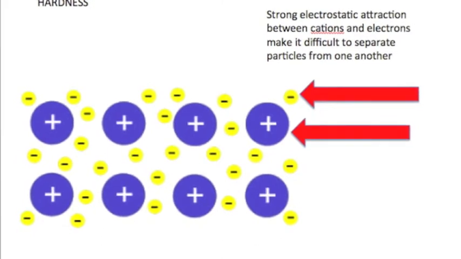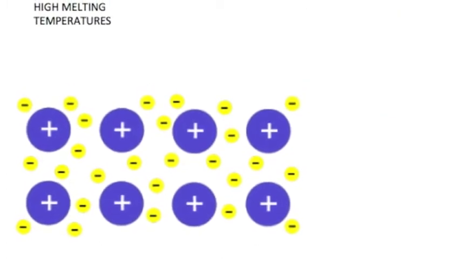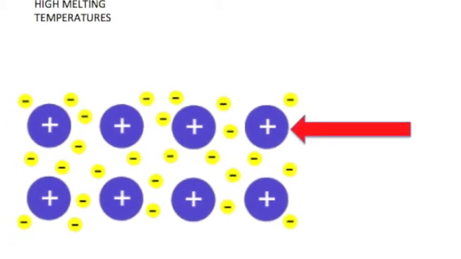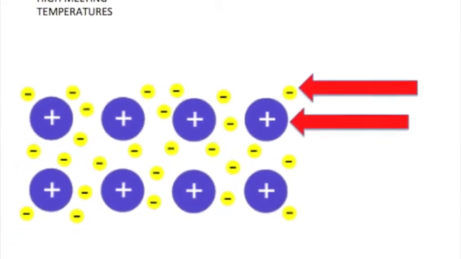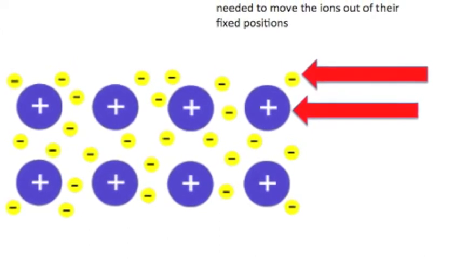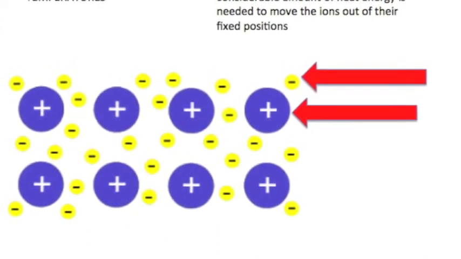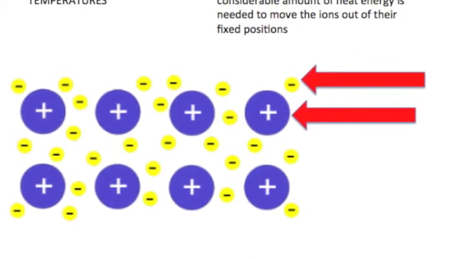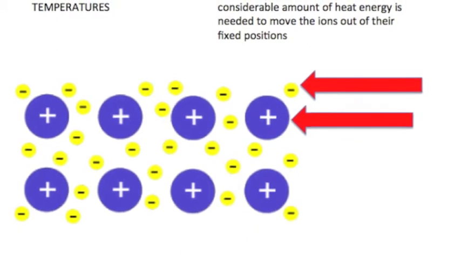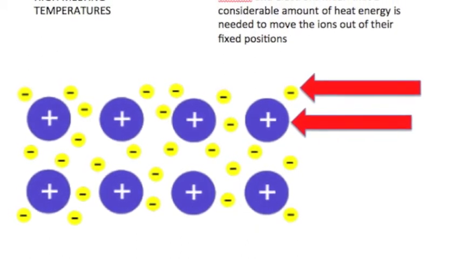The next slide, high melting temperatures. Using the same model, I'm going to point out there's a cation again, and the anion, the electron. Now, high melting temperatures. Due to strong electrostatic attractions between cations and electrons, a considerable amount of heat energy is needed to move the ions out of their fixed positions.